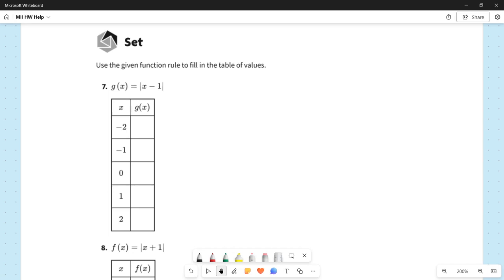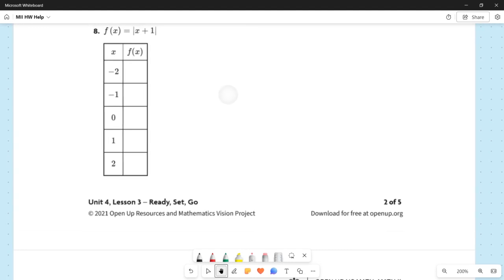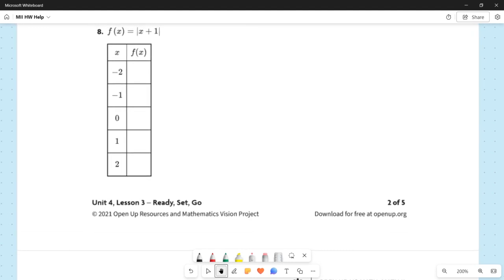Moving on to the set section. Directions here say, use the given function rule to fill in the table of values. We're going to start with number 8. For number 8, this problem's relatively straightforward. It's giving us a formula for this function: f of x equals the absolute value of x plus 1.